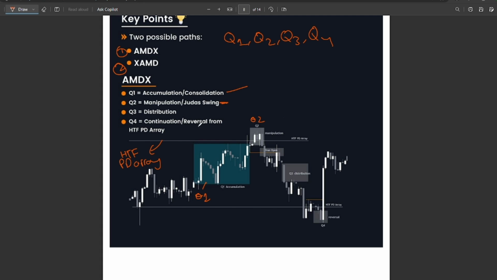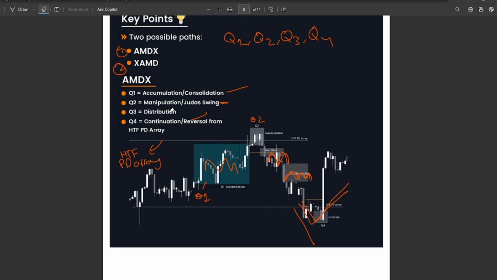Now, as you can see in an AMDX model, Q1 accumulates, Q2 manipulates. Now Q3 will act as a distribution. Here you can see there are 2 kinds of distribution ranges forming, and Q4 acts as continuation or reversal. In this case we reverse, so this will be a reversal. So I hope the AMDX scenario is clear. In Q1 we accumulate, in Q2 we manipulate, in Q3 we distribute, and in Q4 we either reverse or we continue down.